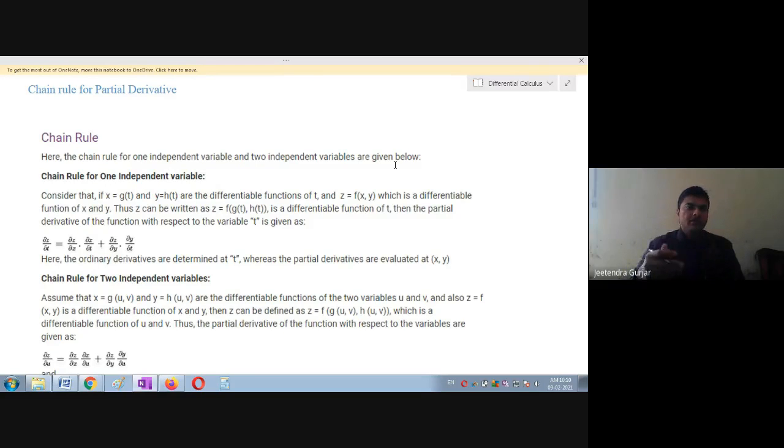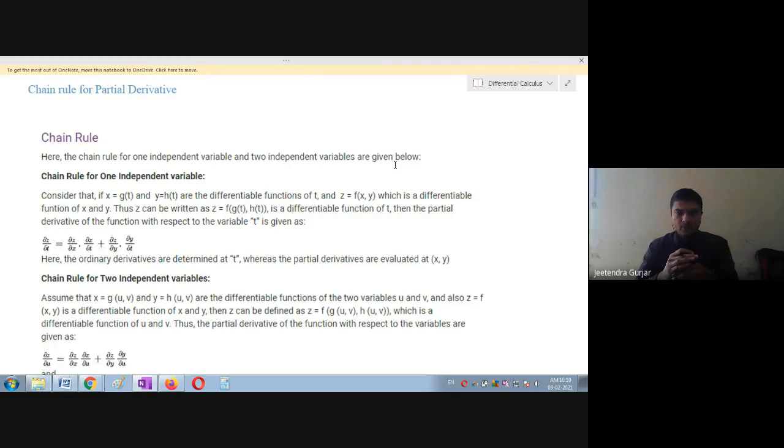Here you can see, students, the chain rule. Here the chain rule for one independent variable and two independent variables are given below. So there are independent variables. Partial derivative is applied only for the independent variables. Keep this in your mind. There may be one independent or two independent, and this application goes on further, like three independent, four independent. There we have a lot of applications. Let's go with the first one, that is the chain rule for one independent variable.